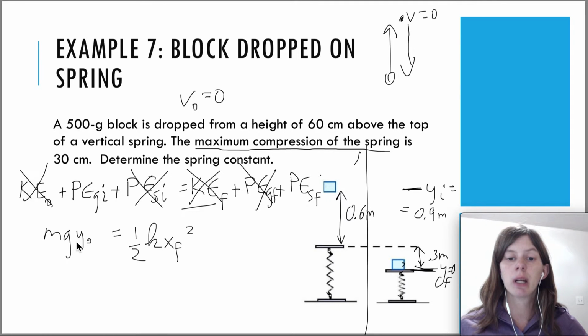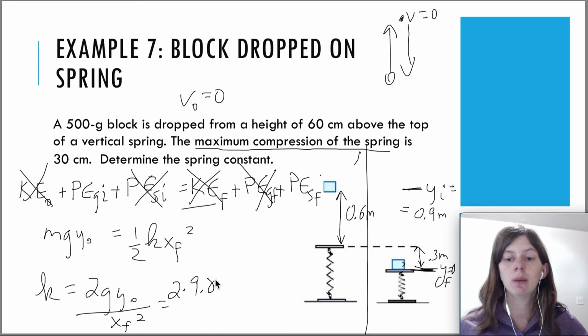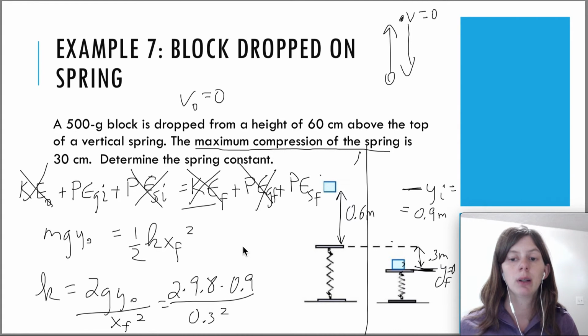So now, notice that you cannot cancel out the mass because it's not in both terms, but we're looking for k here. So we can solve for k, multiply both sides by 2 to get rid of that 1/2, and divide by x final squared to get the k by itself. Plug in the numbers. We're going to have 2 times 9.8 times 0.9, that was our initial height over here. X final is the compression of the spring, which is always measured relative to the equilibrium position. So it's 0.3, that's how much the spring is compressed. So 0.3 squared. So plug all of those numbers in, which I did, and I got 98.